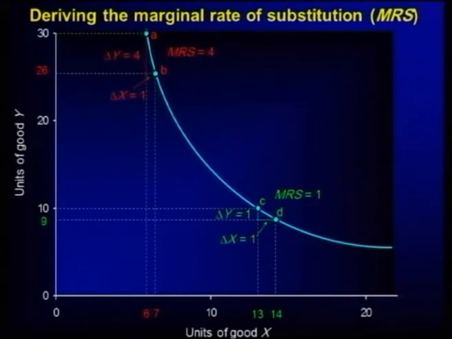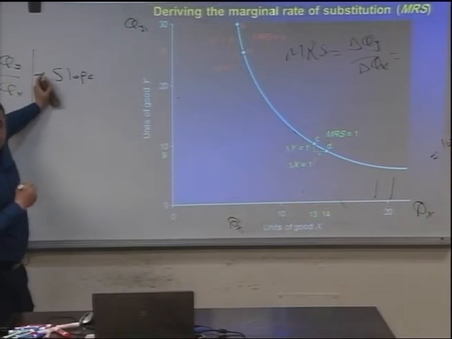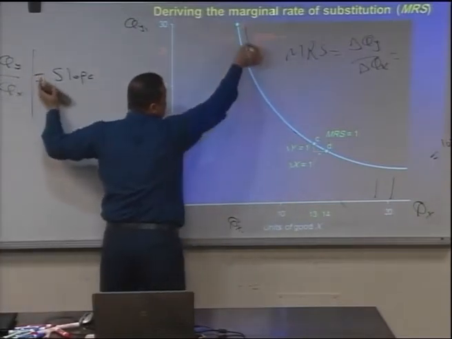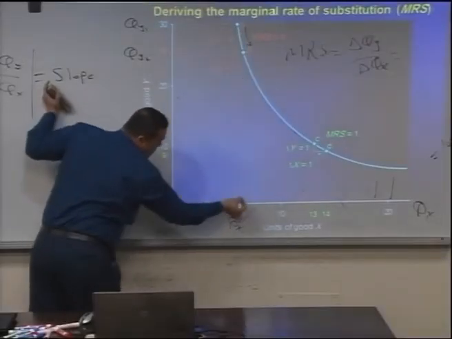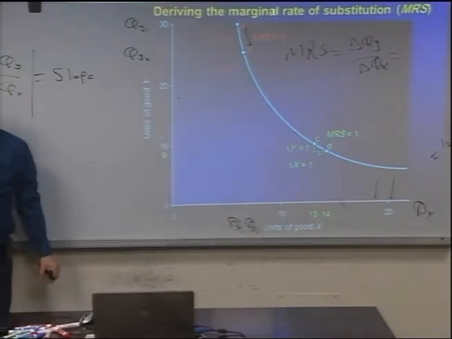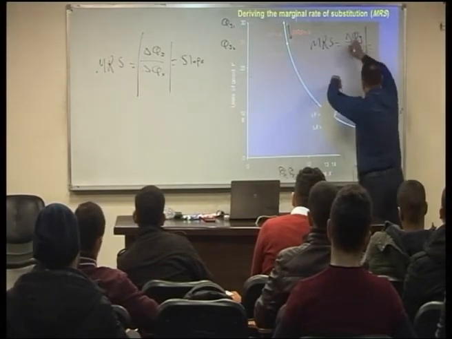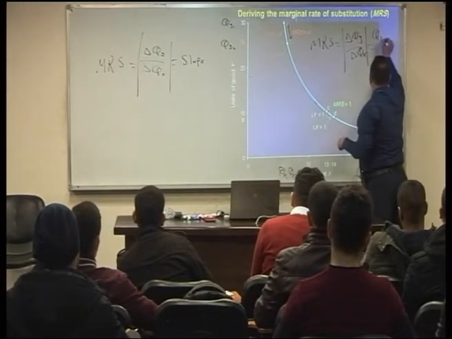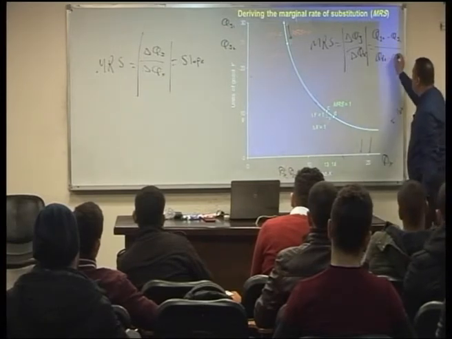So, at this point, this is qx1. A movement from A to B, this is point B, so this is qy2, qx2. To calculate the marginal rate of substitution in the absolute value: qy2 minus qy1 over qx2 minus qx1.